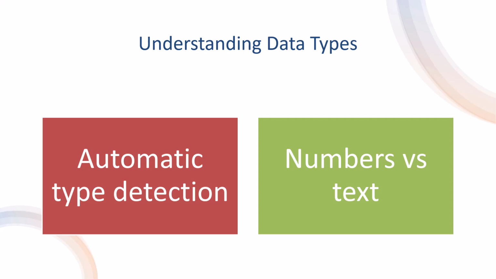Another important inspection step is checking data types. Pandas automatically infers the type of each column, such as numbers or text. This matters because data types directly affect what operations we can perform later, especially calculations and aggregations.